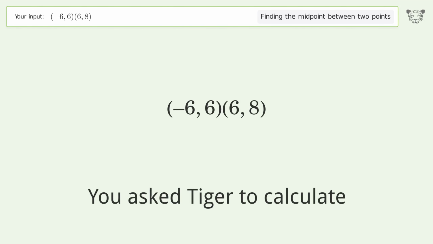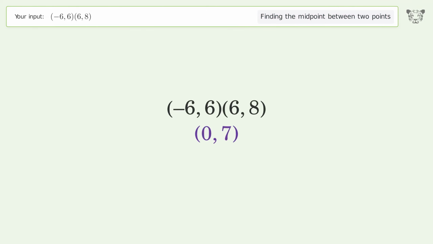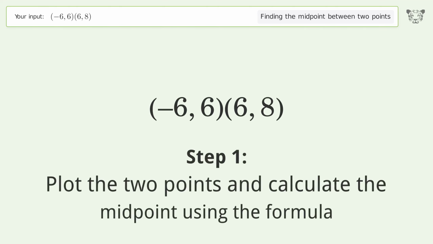You ask Tiger to calculate. This deals with finding the midpoint between 2 points. The midpoint between the 2 points is 0, 7. Let's solve it step by step. Plot the 2 points and calculate the midpoint using the formula.